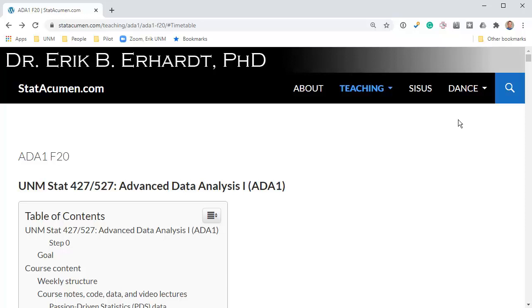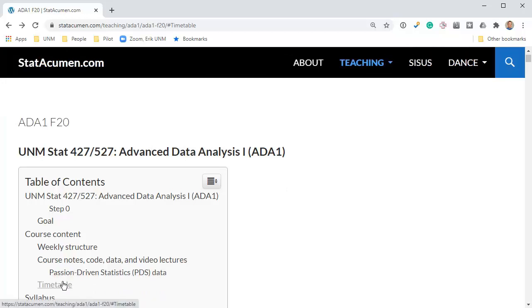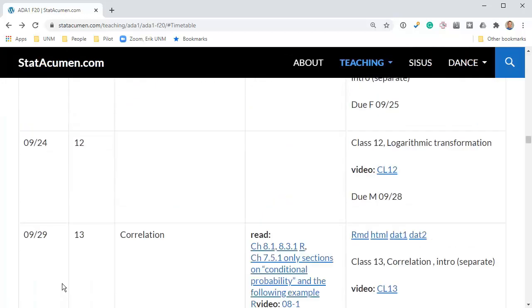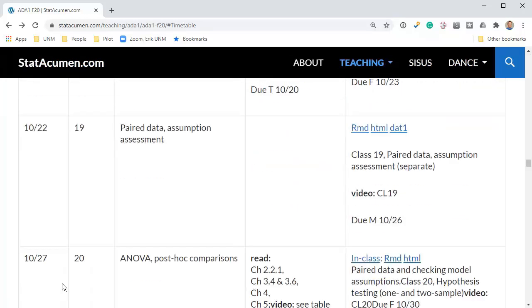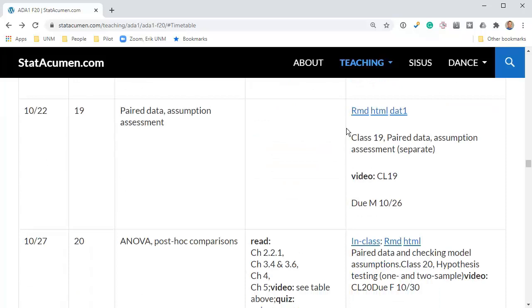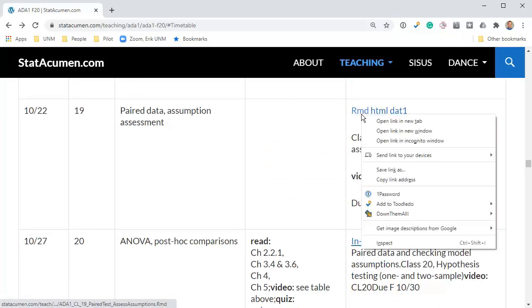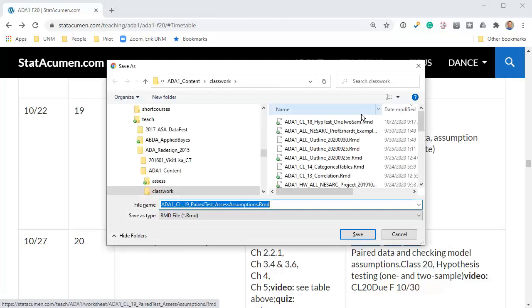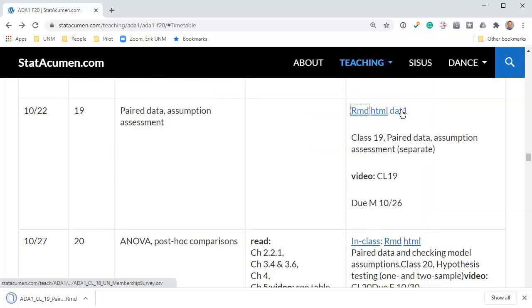In this video, I'll help get you started with Class 19 on assessing model assumptions, both for paired data and for two-sample data. So we'll jump down to the timetable, Class 19, and go ahead and download this R Markdown file. And the data file you should already have from a previous assignment. It is the United Nations membership data.